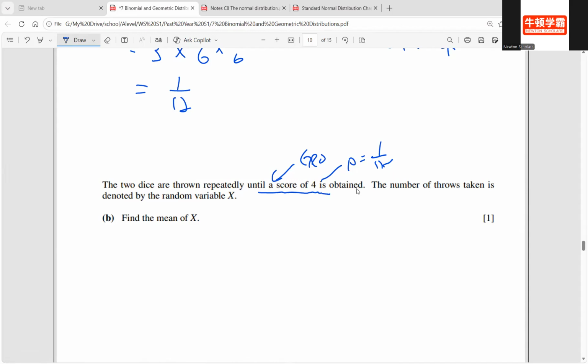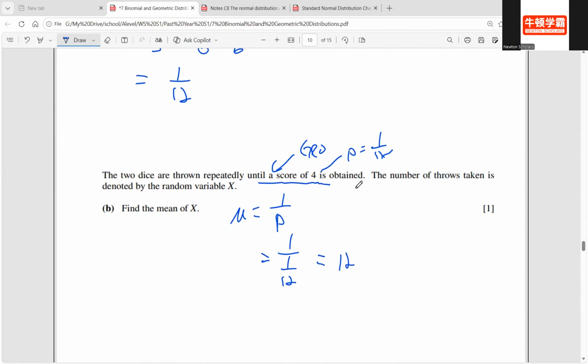The number of throws taken is denoted by S. Find the mean. If you remember the mean for the geometric distribution, I said that it is 1/P. My P is actually 1/12, so you divide it and you will get 12. So this is the answer.